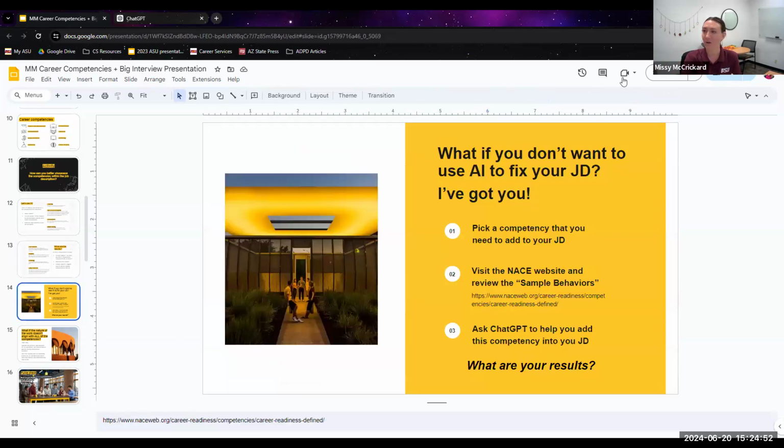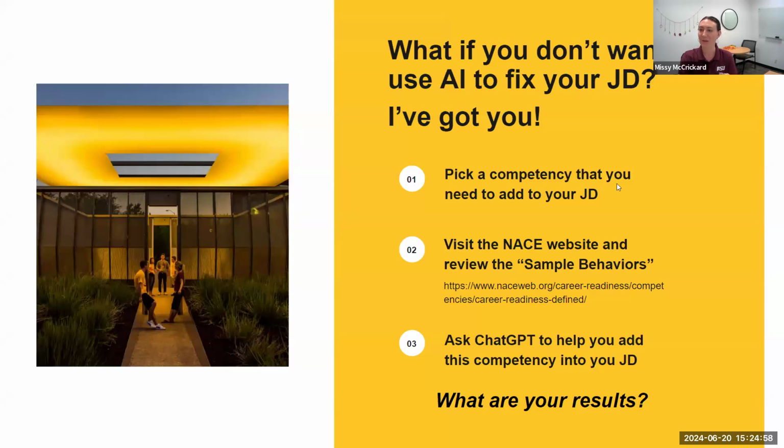Okay. So then I did this slide for those of us who might be a little bit more skeptical about using AI. So pick a competency that you need to add to your job description. You can visit the NACE website and review sample behaviors. So NACE also has a resource for this as well. You can then ask ChatGPT for help again and see what the results are. So I'm curious if anyone went through these prompts with us and how did that go for you?